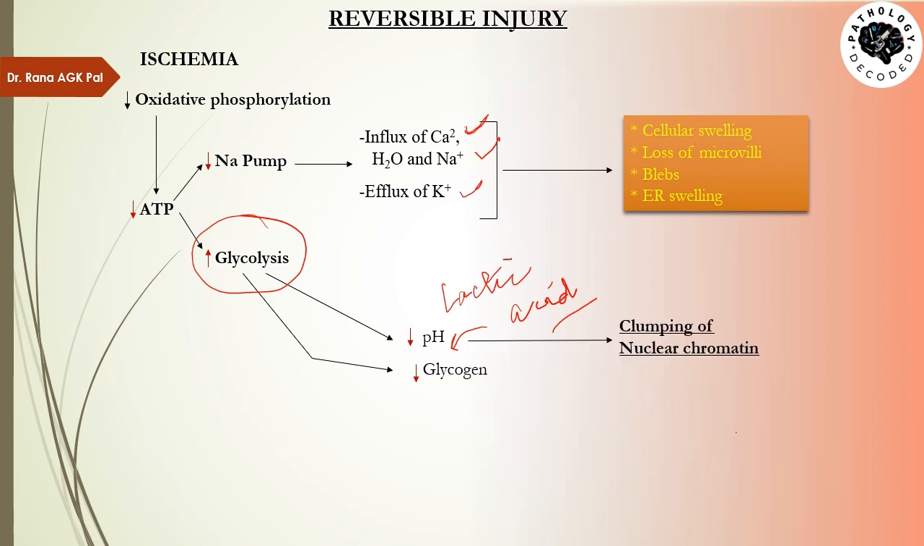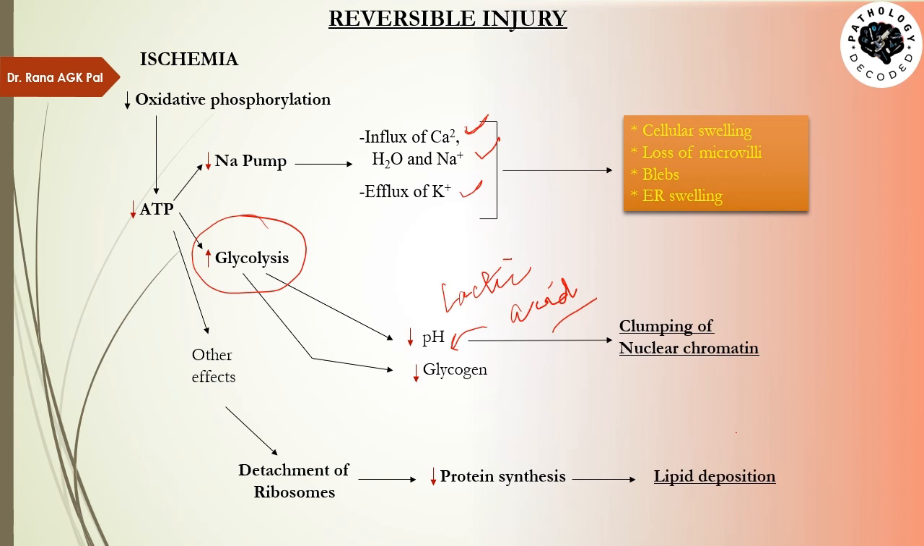Now this increased acidic environment will lead to clumping of the nuclear chromatin. Also there are other effects which involve detachment of the ribosomes from the endoplasmic reticulum, and all of you know that ribosomes are responsible for the synthesis of protein in the cytoplasm. So there will be decreased protein synthesis. Now decreased protein synthesis along with acidic environment, along with the damage to the phospholipids in the membrane, there will occur deposition of the lipid and their breakdown products inside the cell, which will lead to lipid deposition.